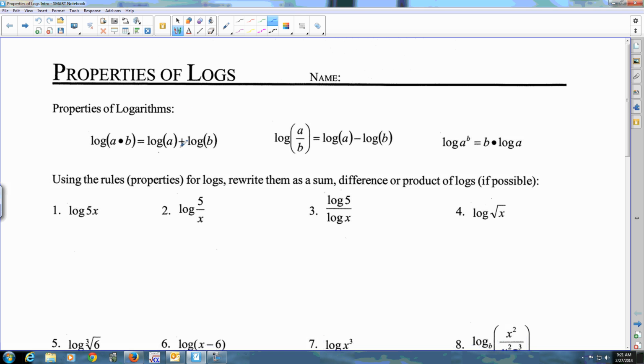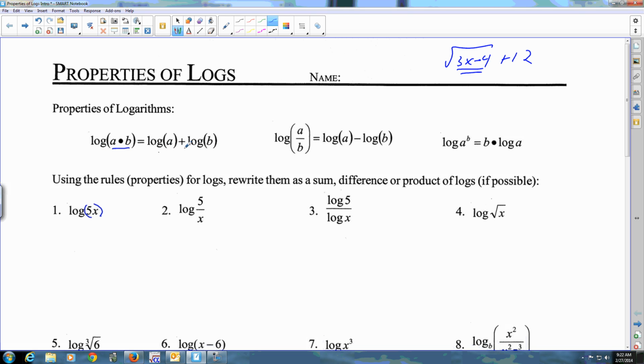There are three properties that you're going to be introduced to, and the first one is for a piece of vocabulary. If I had the square root of 3x minus 4 plus 12, the 3x minus 4 is inside the square root, and that's called being in the argument of the root. So this 5x is in the argument of the logarithm. It's inside it.